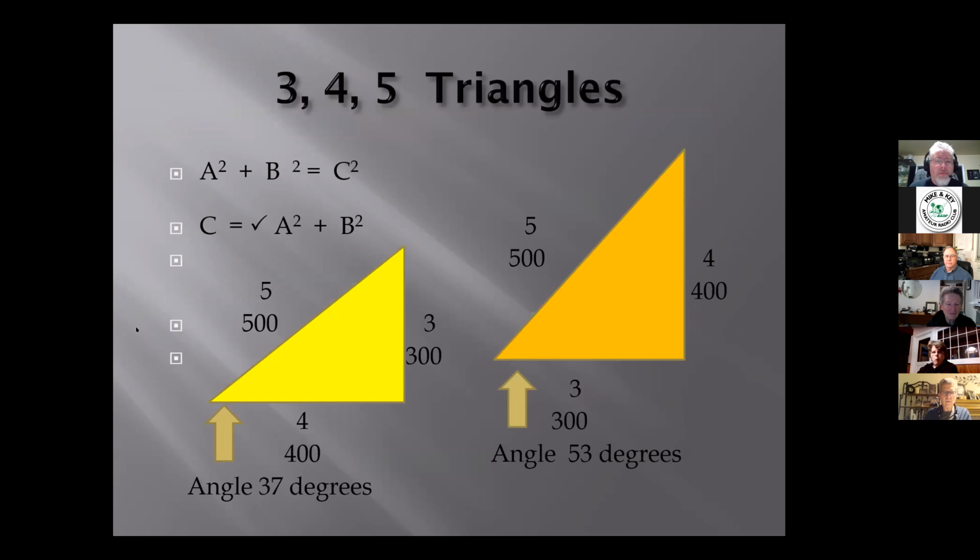Okay, now this is the Pythagorean theorem: A squared plus B squared equals C squared. Next slide.